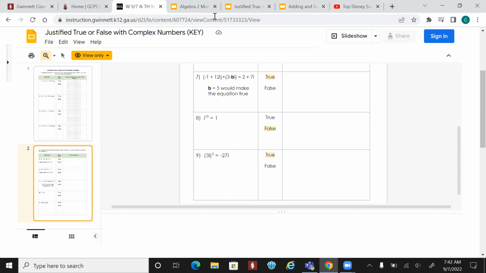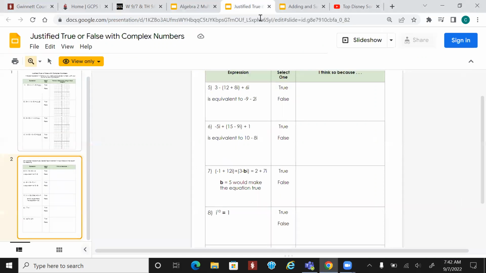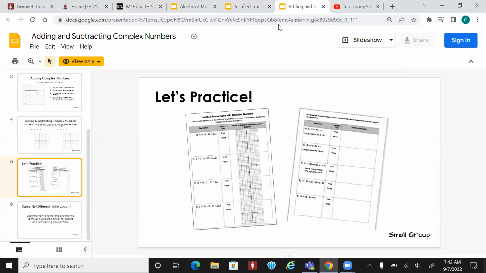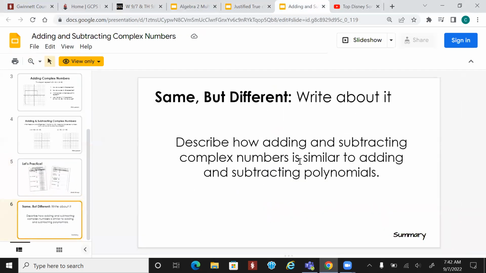So here we go. All right. So go ahead and take a look at the next slide. Okay, so going back to your PowerPoint notes. All right, describe how adding and subtracting complex numbers is similar to adding and subtracting polynomials. So polynomials are where we were like x plus 3 plus x and simplify that. So how is that similar to adding and subtracting polynomials? Take a moment, you're writing 2 sentences.